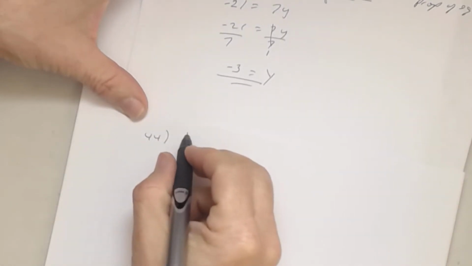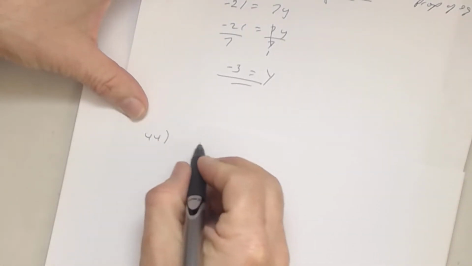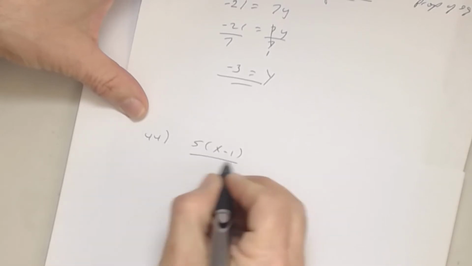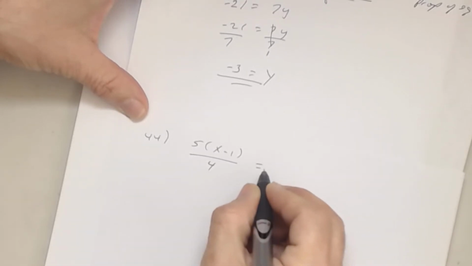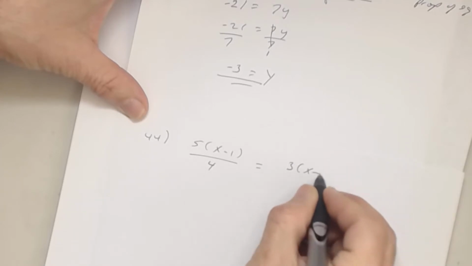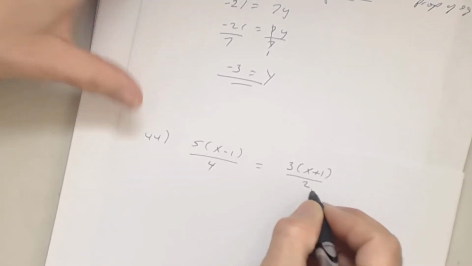All right. You have 5 times x minus 1 divided by 4 equals 3 times x plus 1 divided by 2. So 5 times x minus 1 divided by 4 equals 3 times x plus 1 divided by 2. All right, so what's step 1? Distribute. Distribute a property.